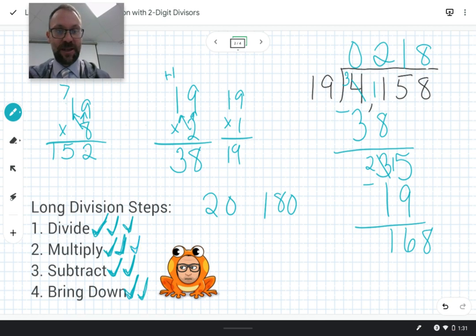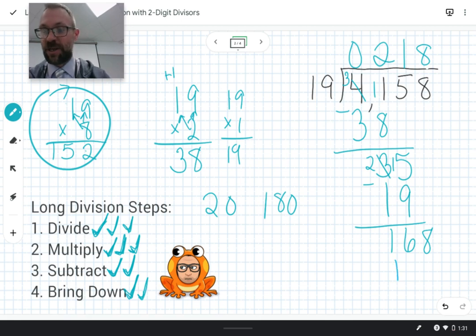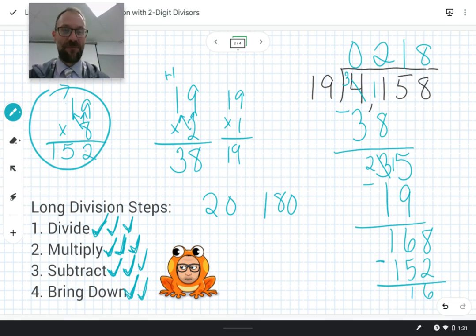Now I'm going to multiply. I just multiplied, didn't I? Right here. 19 times 8 is 152. And then I'm going to subtract 168 minus 152. These numbers are so big. 8 minus 2 is 6. And 6 minus 5 is 1. Here we go. I subtracted, and now all I have to do is bring down the next number.